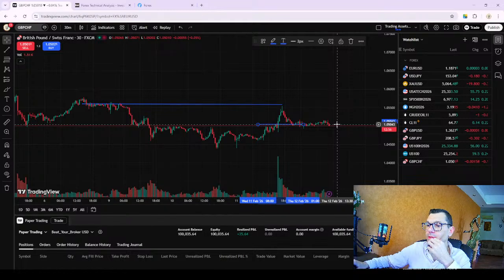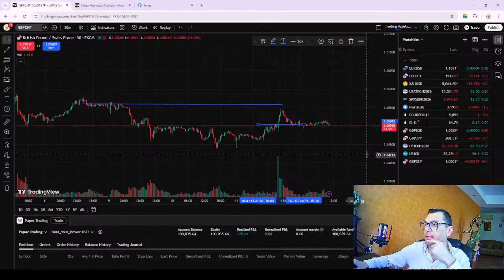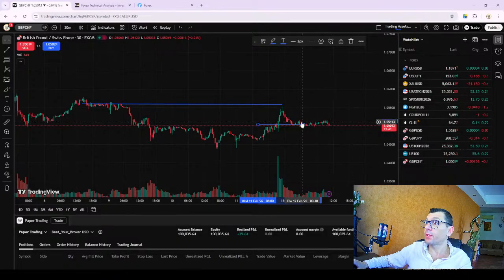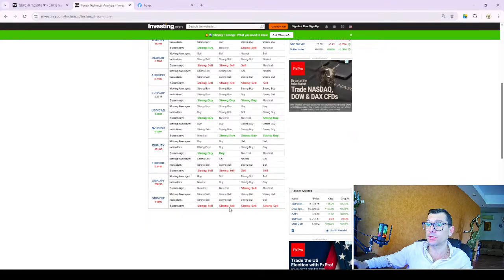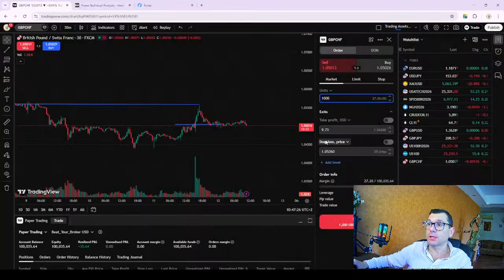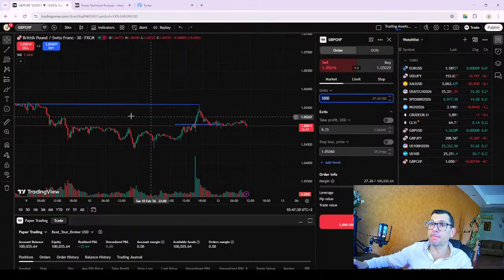So there's no reason to open it right away. We could wait a little bit, or, you know what, since it's paper trading anyway on TradingView, let's open the trade based on what we just saw. It was a strong sell recommendation, GBP CHF, strong sell. Then we're going to go here and put in, for example, the GBP.